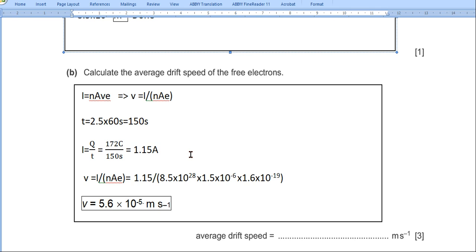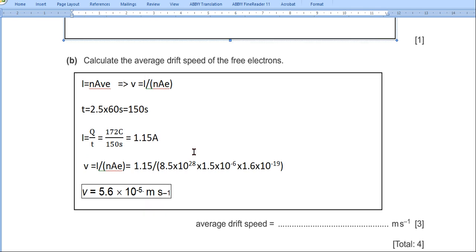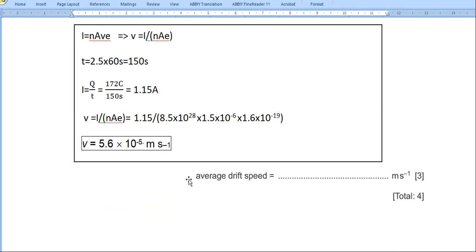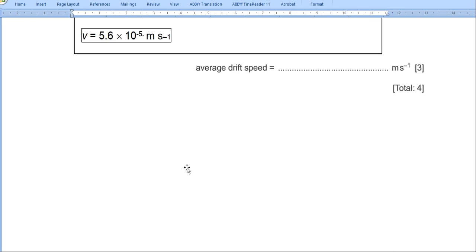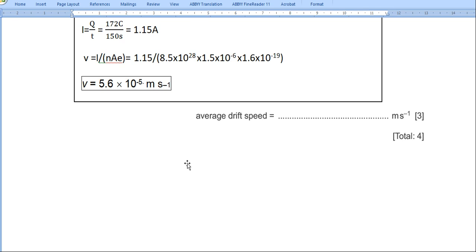Calculate the average drift velocity of the free electrons. This is favorite formula. Current equals nAve. n is density of electrons, A is area, v is drift velocity, e is charge of carriers or electrons. Rewriting formula for v, and finding current, charge over time. Using arithmetic, we get answer. Not very big drift velocity, small, 10 to the minus 5.